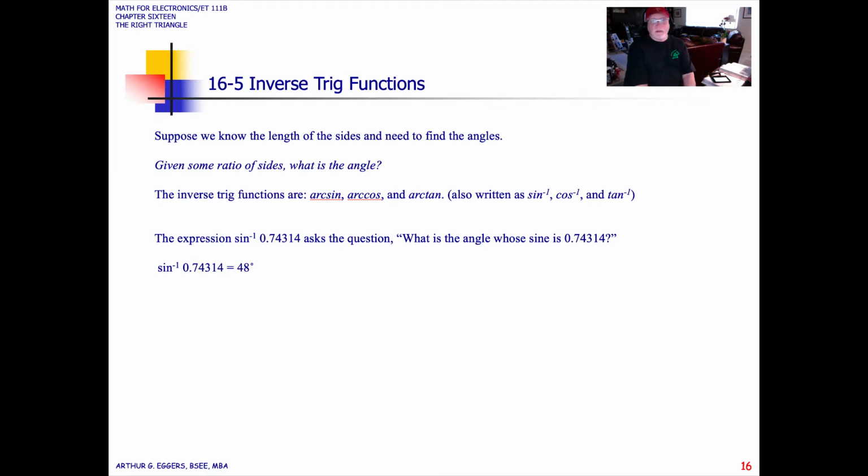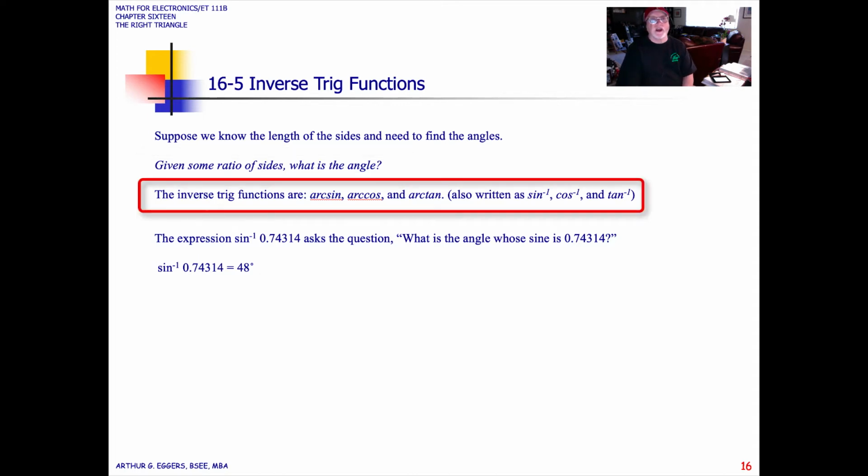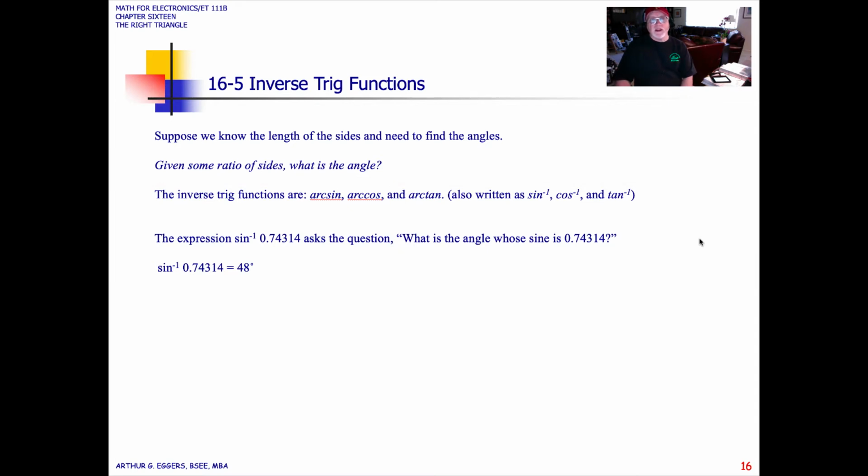So the inverse functions, as I promised you. Suppose we know the length of the sides and we need to find the angles. The inverse functions ask the question, what is the angle whose sine, cosine, or tangent is a given value? So the inverse functions are the arc sine, the arc cosine, the arc tangent. We typically write them making them look almost like an exponential: sine to the minus 1, cosine to the minus 1, tangent to the minus 1. Much like we've seen before with the exponents, if I put sine to the minus 1 up next to a 10 to the minus 1, you've got the same sort of relationship.